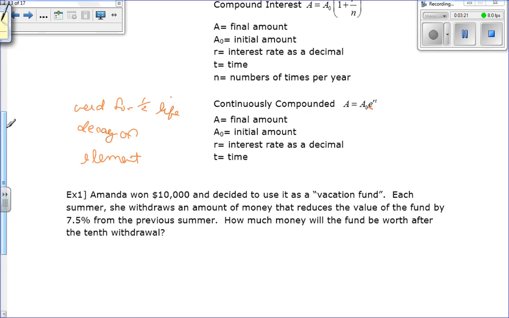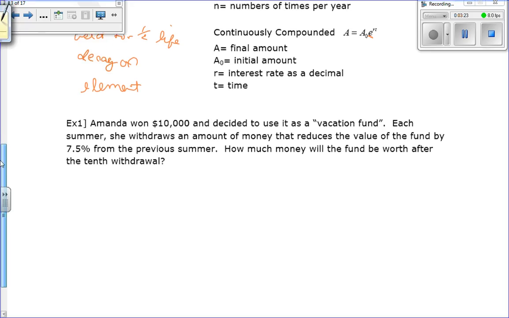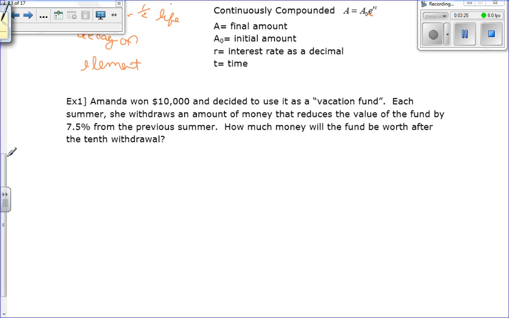So we have a couple of examples to try today. And with these examples, first I have to determine which formula I'm going to use. And after I determine which formula, I'm going to label all of my variables and what they are. So Amanda won $10,000 and decided to use it as a vacation fund. Each summer she withdraws an amount of money that reduces the value of the fund by 7.5% from the previous summer. How much money will the fund be worth after 10 withdrawals?